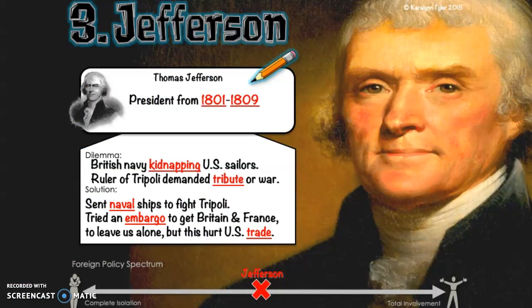So for Jefferson, he was president from 1801 to 1809. His dilemma, he had a couple, was that the British Navy was kidnapping U.S. sailors, and also that the ruler of Tripoli demanded tribute or war.